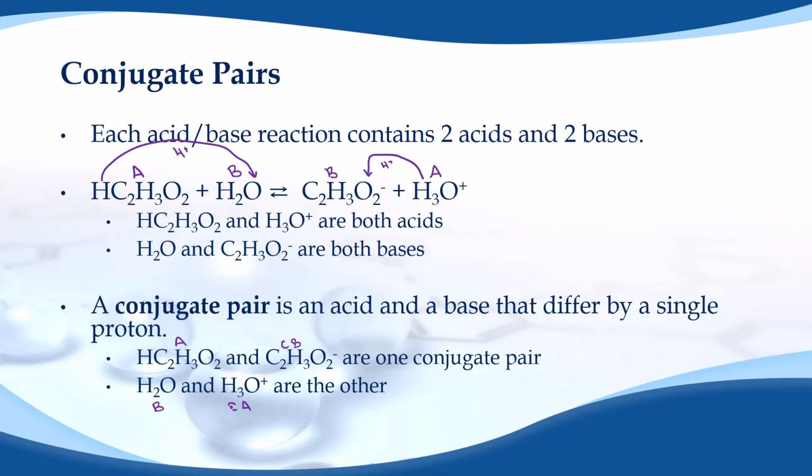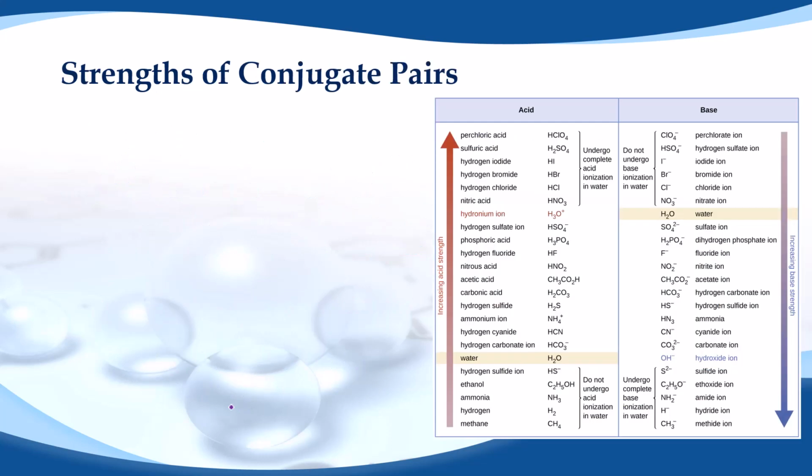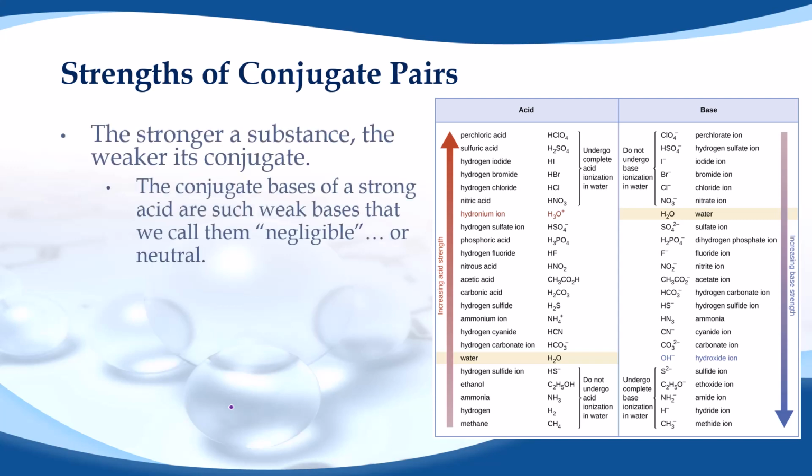conjugates. Conjugates become exceptionally important when we start talking about buffer systems, which is going to be in the next section of this unit, right? Because buffer solutions are made up of conjugate pairs. One thing that may be useful for us is to relate the strength of a conjugate pair. In general, the stronger a substance is, the weaker its conjugate is going to be, right?